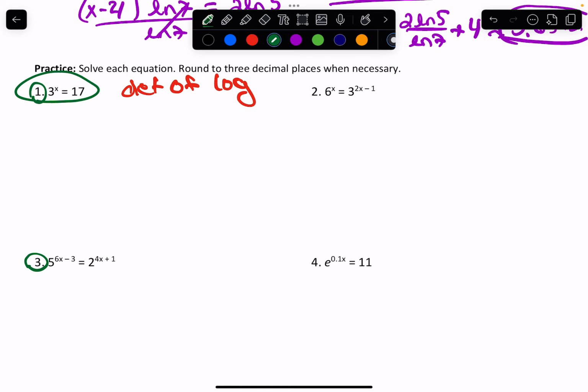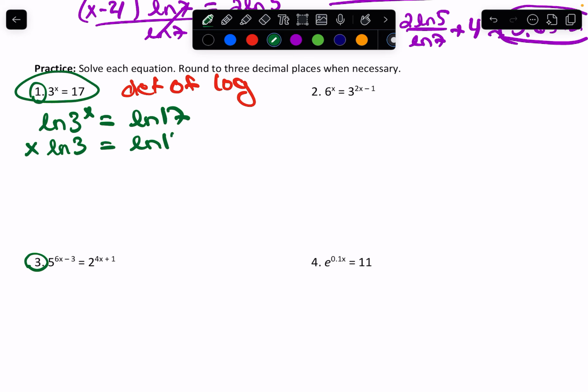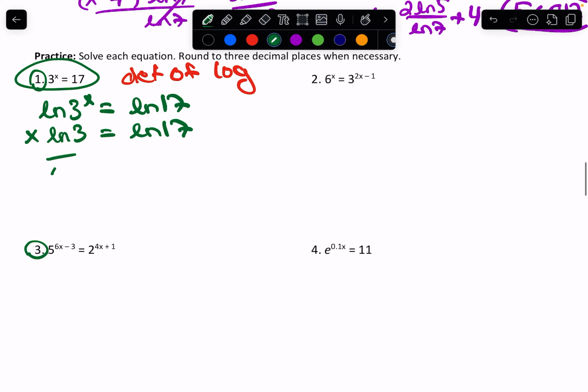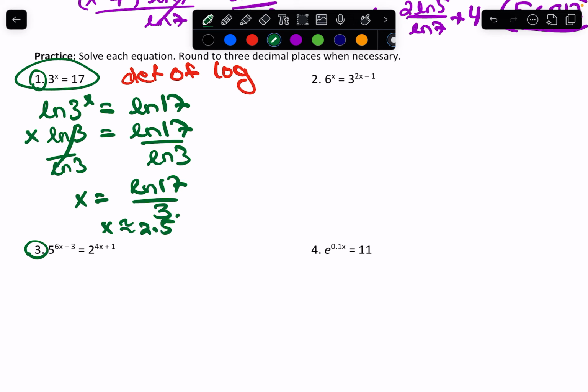Okay, so natural log of 3 to the power of x equals the natural log of 17. And then we're going to bring the x to the front. x times natural log of 3 equals natural log of 17. We're going to divide by natural log of 3 to move that to the right. So we get x equals natural log of 17 over natural log of 3, which is x equals 2.579. And that is going to be our answer.